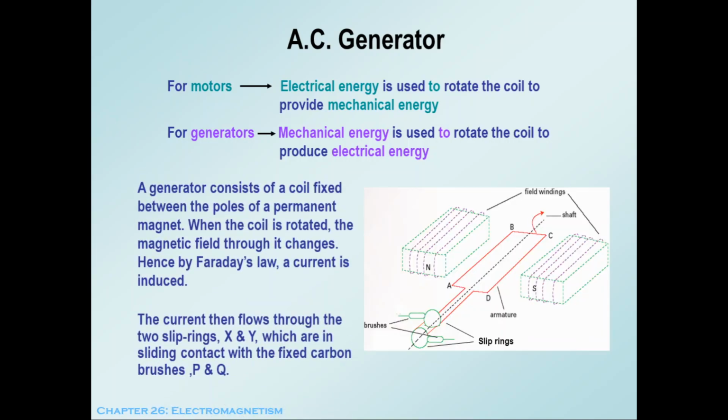So a generator consists of a fixed coil between the poles of two permanent magnets. When the coil is rotated, the magnetic field through it changes, and as we have previously learned, according to Faraday's law, an induced EMF will be present. So the current then flows through the two slip rings, X and Y, as shown in the diagram, which are in sliding contact with the fixed carbon brushes P and Q.